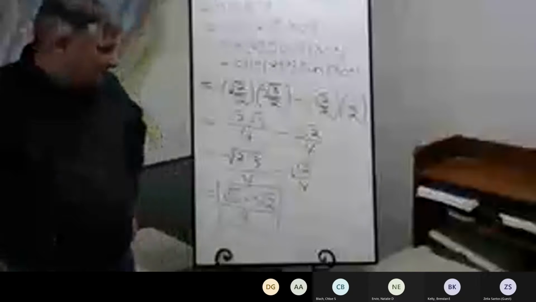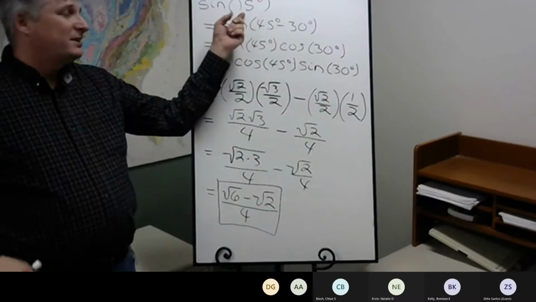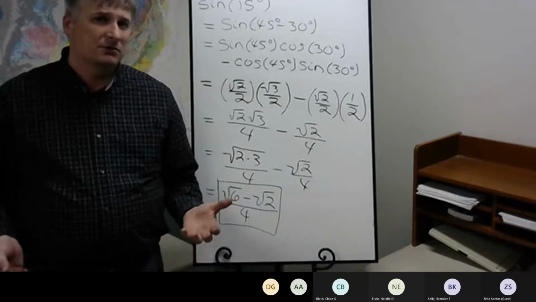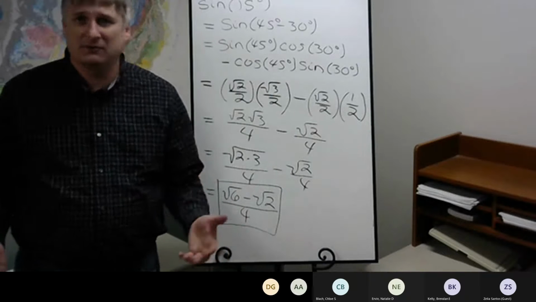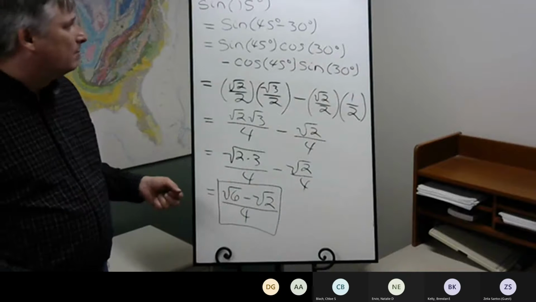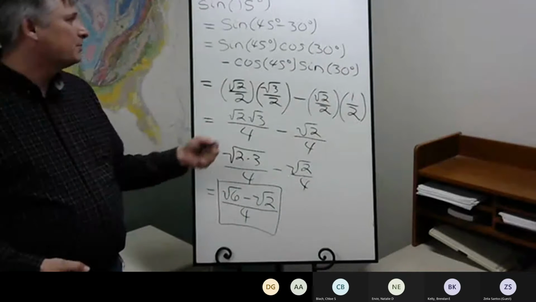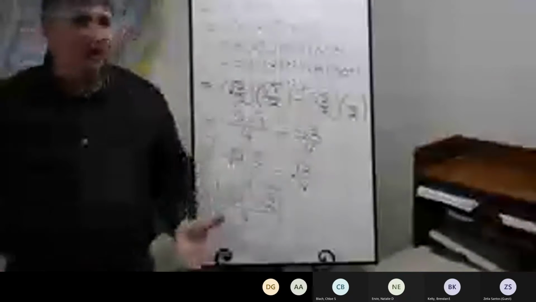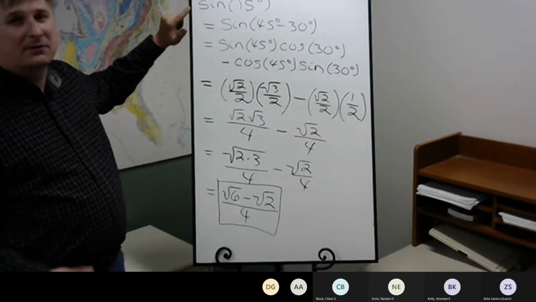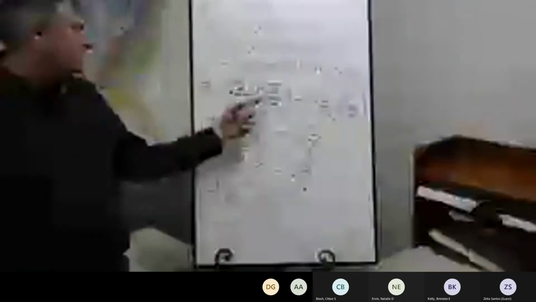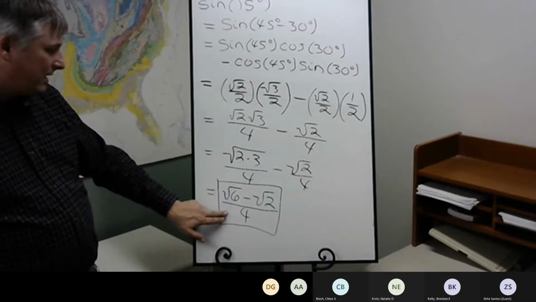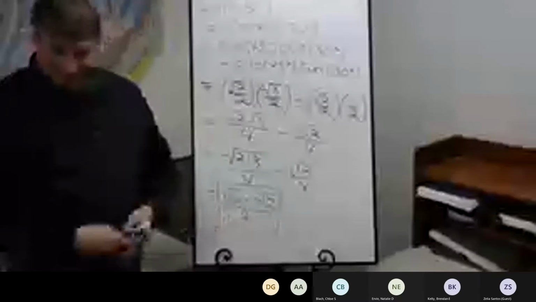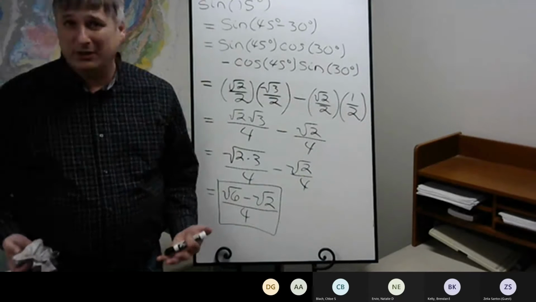The point is this. We didn't actually have anything on the unit circle that told us anything at all about the sine of 15 or the cosine of 15 degrees. But because we know the sine and cosine of 30 and 45 degrees, we can use this trig identity to rewrite the sine of 15 degrees in terms of things that we know. And then plugging in the values for what we know, we can get the sine of 15 degrees.